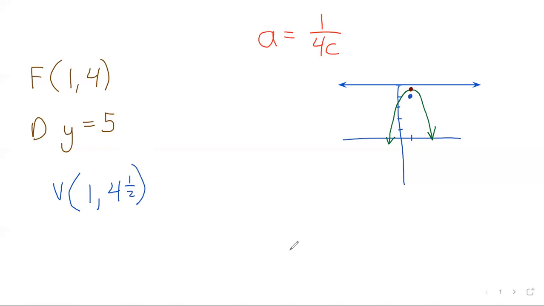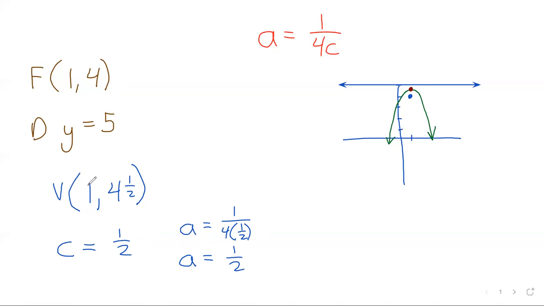So we already know the vertex. And we can tell that the distance from the vertex to the directrix or the vertex to the focus, that thing we call c, is 1/2, from 4.5 to 4, or from 4.5 to 5. So we know c is 1/2. And once we know c, we can use this formula that a equals 1 over 4c. So that would be 1 over 2, and that's a, 1/2.